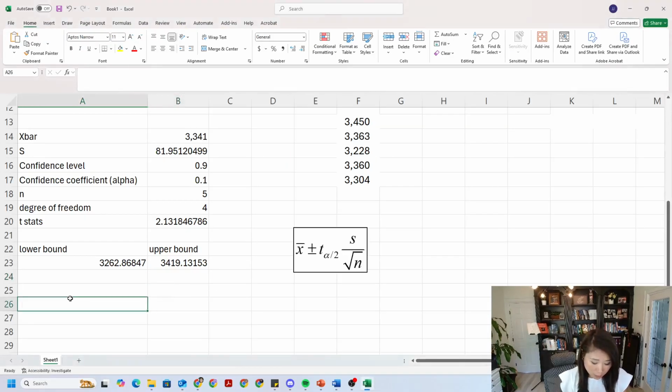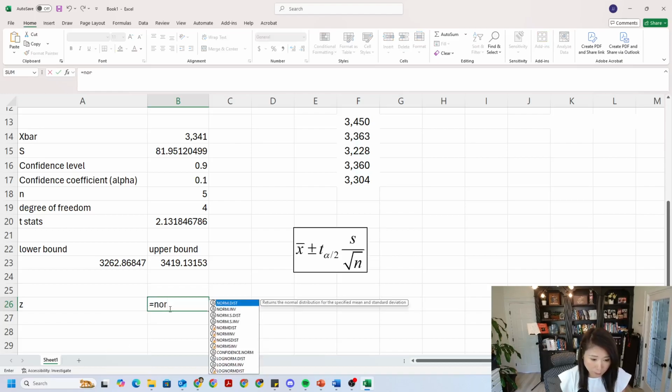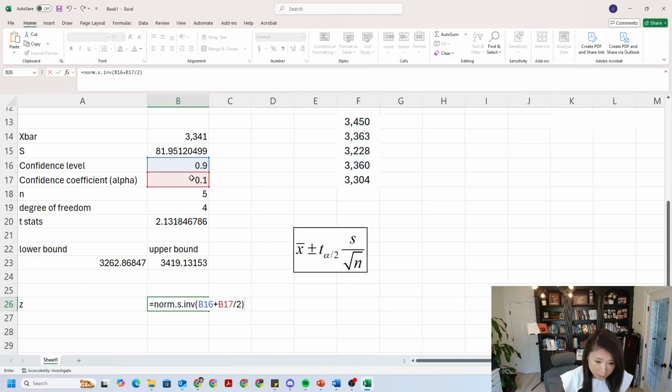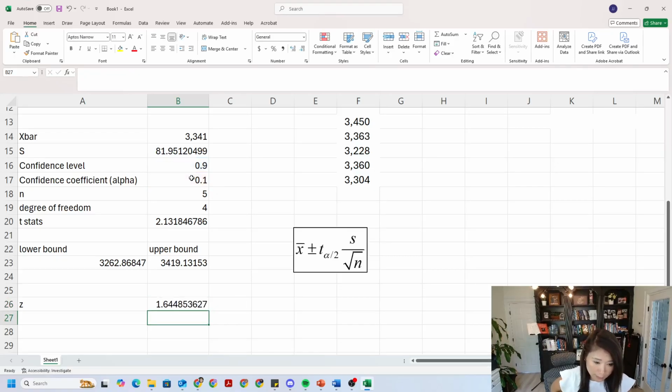The most important thing you need to figure out here is the Z stat, because we only have the T. For the Z stat, we use NORM.S.INV. The probability is the confidence level plus the confidence coefficient, divided by 2. That is the input we need for the Z stat. That will give us the Z statistic for 90% confidence. Again, if part A already tells you it's 95%, then you change this value correspondingly.